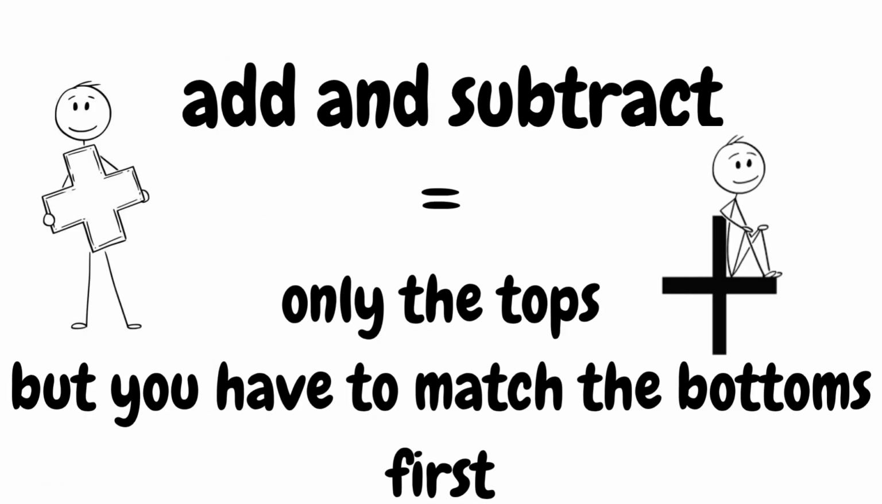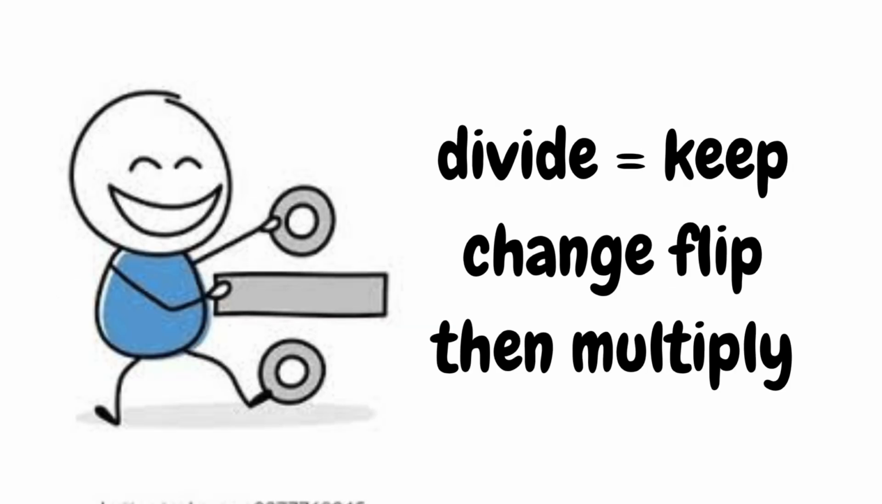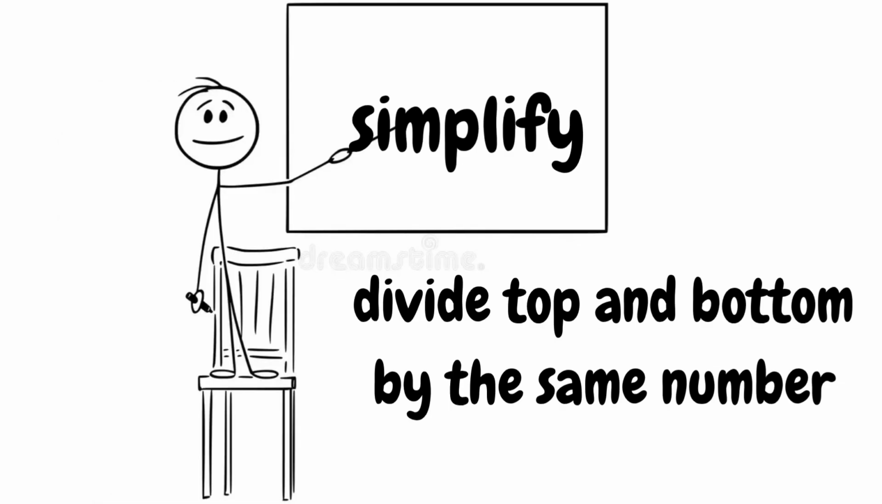Add and subtract equals only the tops. Make the bottoms match first. Multiply equals straight across. Top times top, bottom times bottom. Divide equals keep, change, flip, then multiply. Simplify equals divide top and bottom by the same number.